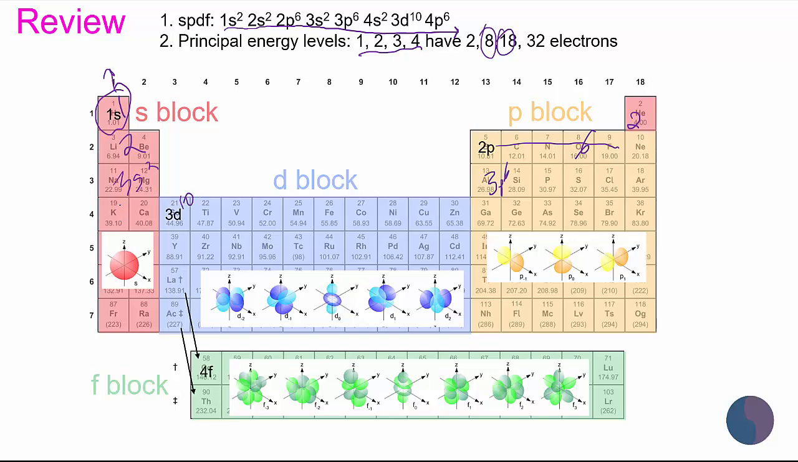And then it drops a little bit here. So 4s2, 4p6, 4d10, and then we've got the 4f. There's 14 in there and 10 up there. So that all adds up to 32. So they're the principal energy levels.